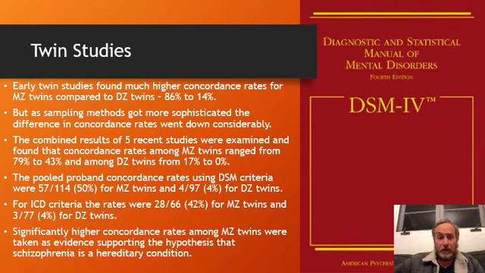significant, right? So again, this study that we're going to look at combines the results of 5 recent studies and finds concordance rates among the MZ twins between 79% and 43%, and among the DZ twins anywhere from 17% to 0%. So just eyeballing it, pretty significant differences. But we'll do it the right way.